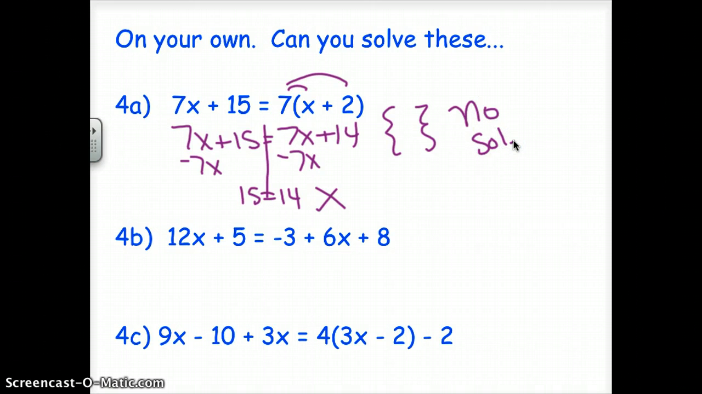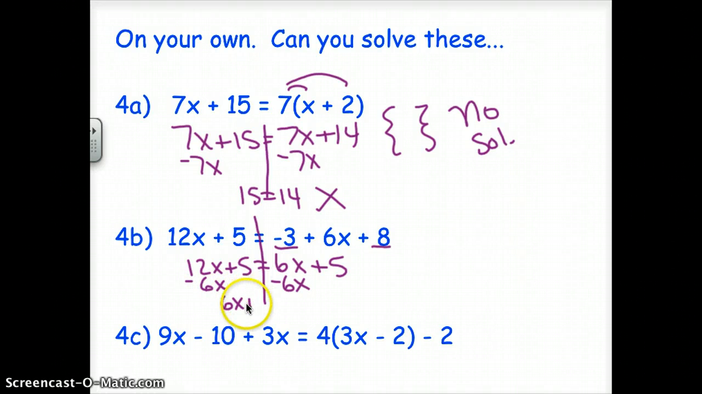Okay, 4b, if I try this one, I'm going to combine my like terms over here first. And -3 plus 8 is 5. So I've got 6x plus 5 equals 12x plus 5. I'm going to subtract 6x from both sides here. And I get 5 equals 6x plus 5. I'm going to subtract 5 from both sides, and I'm going to move over. Looks like I have 6x equals 0. If I divide both sides by 6 here, I get a solution of x equals 0. It's important to note here that x equals 0 is a solution. 0 works in that problem.